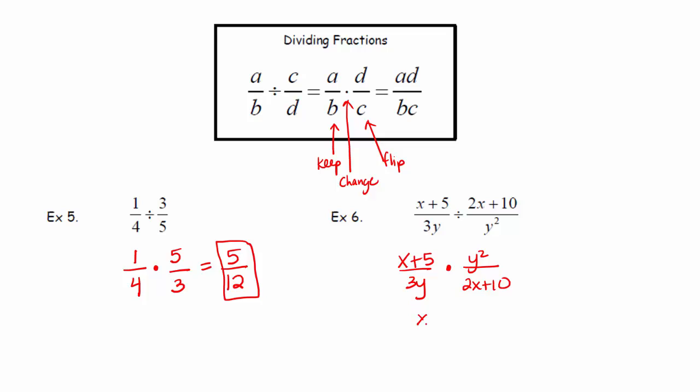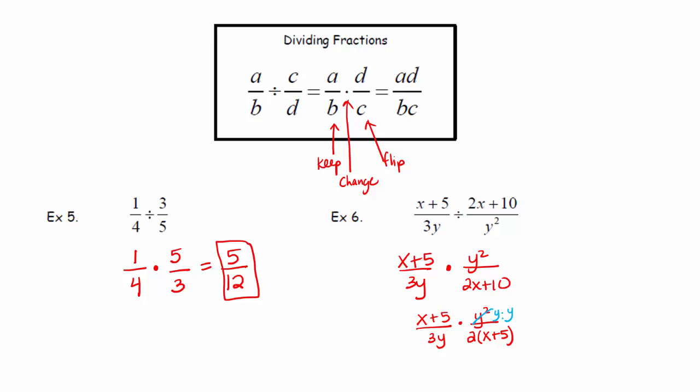Let's rewrite this. We have x plus 5 over 3y times y squared over, let's factor out a 2 here, 2 times x plus 5. All right. Change colors for my canceling. It's easier for you guys to see. We have a y squared up here and a y. That's really just a y times a y. So let me rewrite that as y times y.